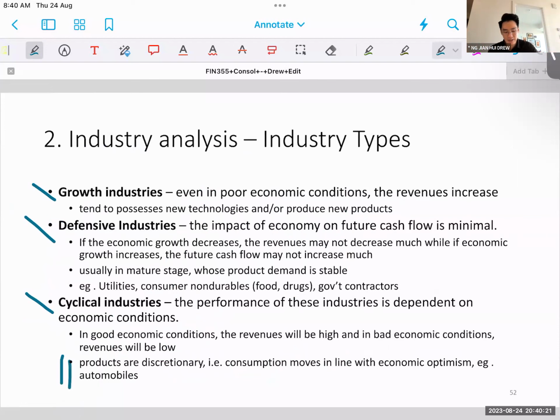For cyclical, easy things to think about are discretionary products, luxury products, automobiles like cars. When people have no money, they don't want to upgrade their cars, maybe they want to sell their cars. So these are some industry types. At the end of the day, when we choose a company, remember most of the time we will be doing a bottom-up approach. When we do that, we need to identify what kind of industry type the company that you chose is in, in terms of industry analysis.